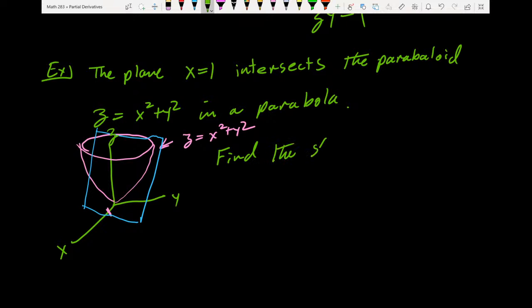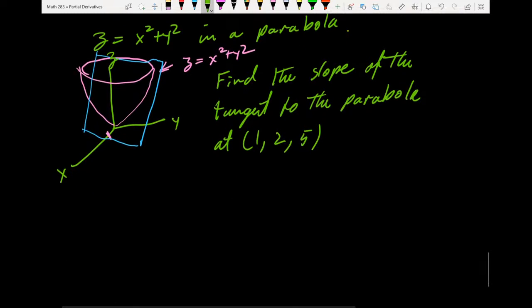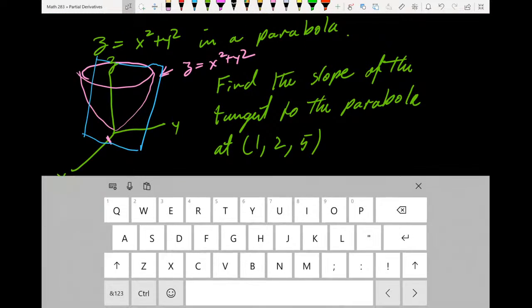All right, here's the question. Find the slope of the tangent to the parabola at 1, 2, 5. Now that's where we get to see what's happening over here.